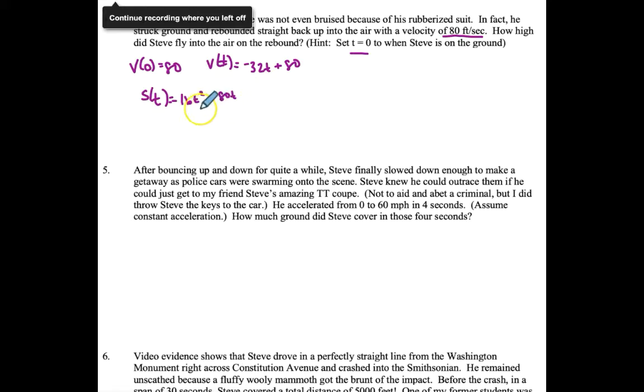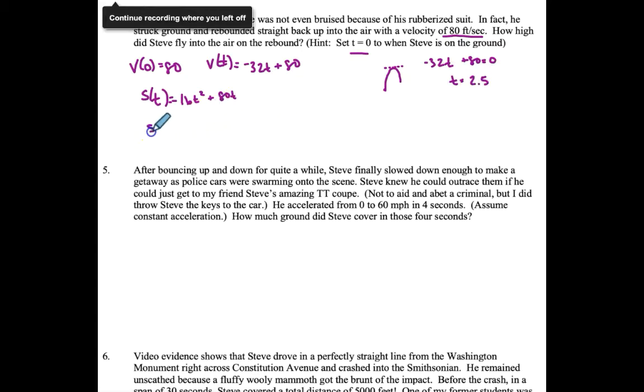So now we want to know how high he flew into the air. Well, he hits the ground and he goes back up into the air, and then of course he's going to eventually come back down. So at this moment when he hits the highest point, that derivative must be 0. So we can set the velocity function equal to 0 to find out what time has gone by when Steve reaches his maximum height. And this time is going to be 2.5 seconds.